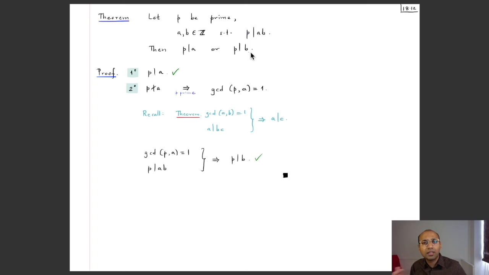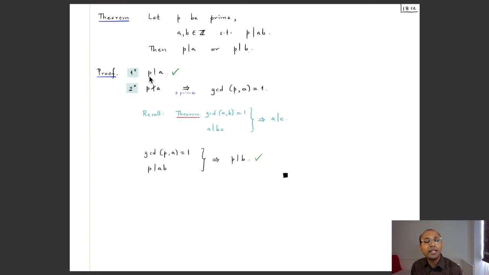So this suggests that the prime numbers are like the atoms, they cannot be further divided, because it's not the case that p can be factored into two smaller factors so that one of them will divide A and the other one will divide B, and then P doesn't have to divide any of them. No, it's the case that P has to divide one of them.